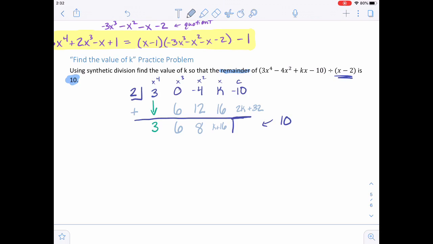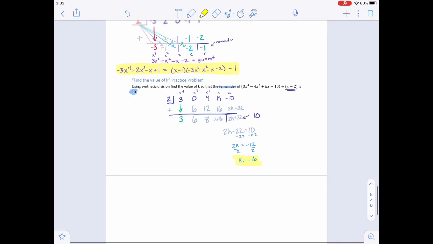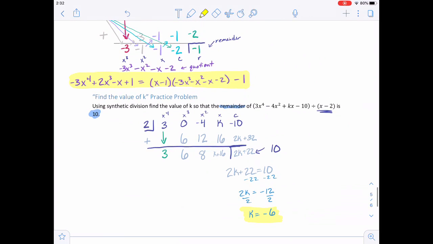Then to add these, we just combine like terms. We get 2k, and 32 and -10 is 22. But that has to be 10, so 2k plus 22 is going to be 10. So now we can solve for k. Minus 22. We get 2k is equal to -12, divided by 2. K has to be -6. So that's all of our polynomial division. We're going to spend some quality time practicing this together in class.